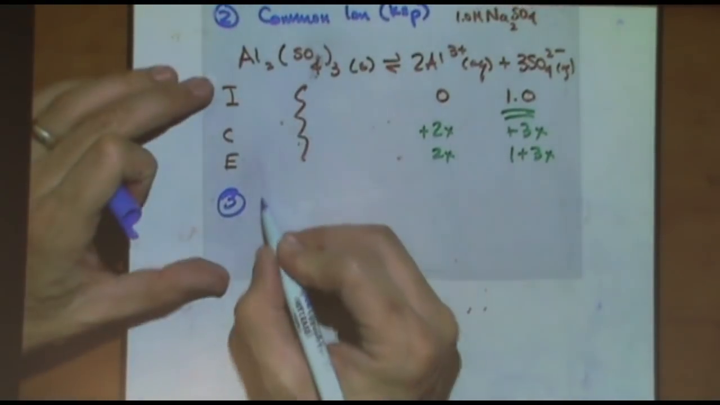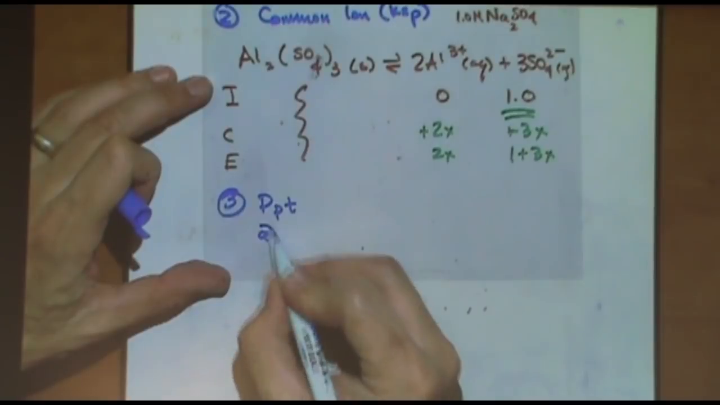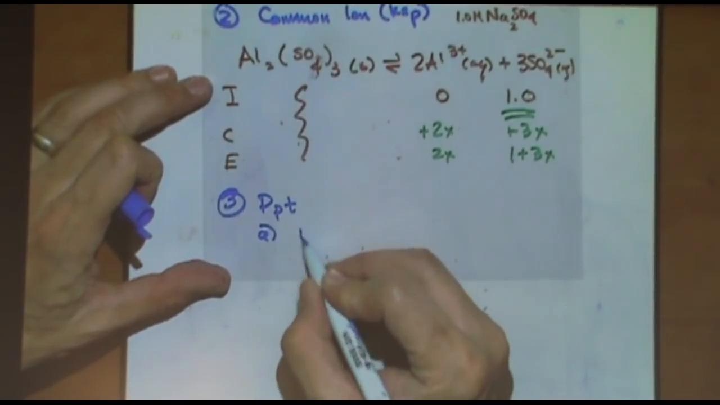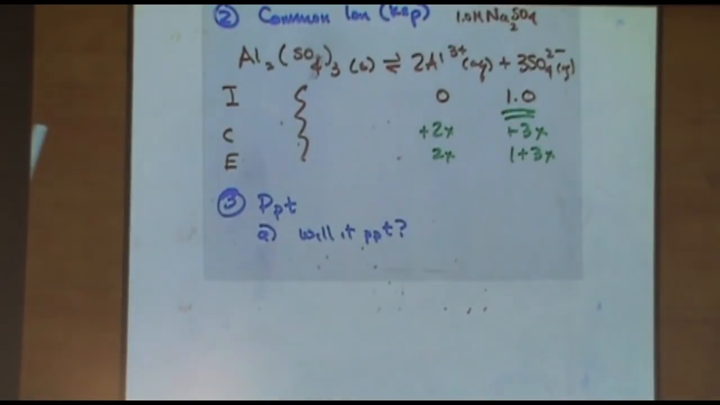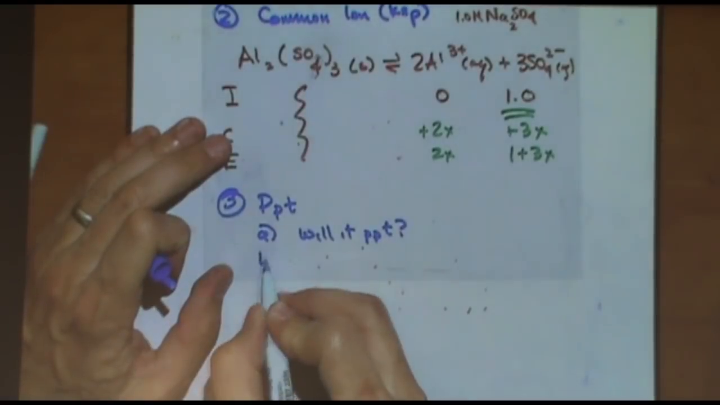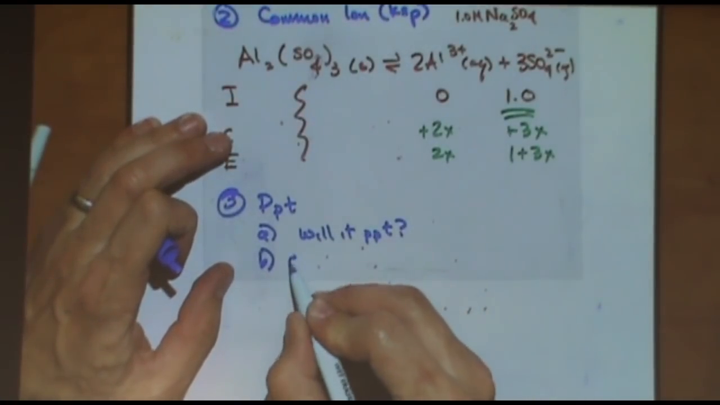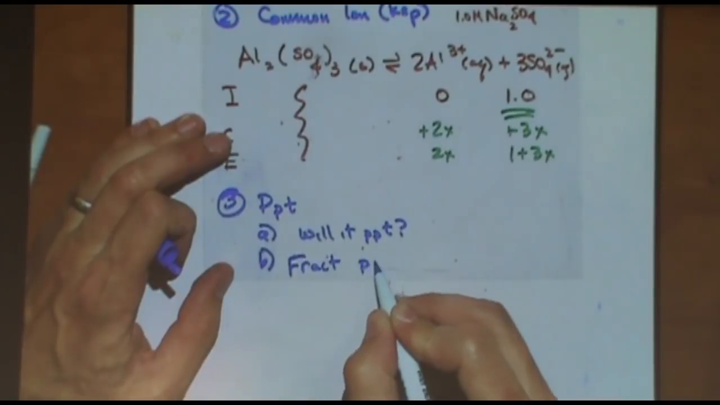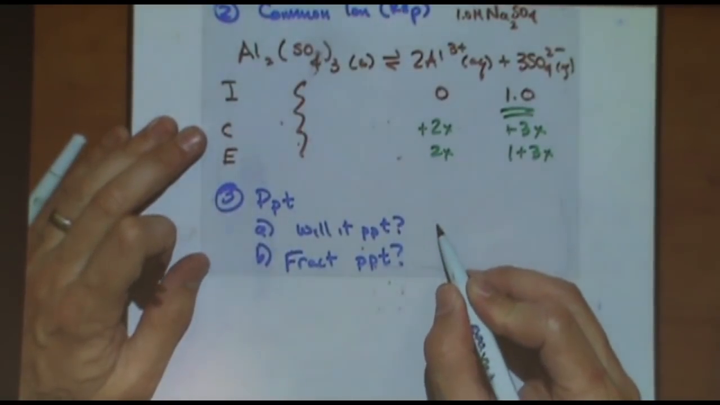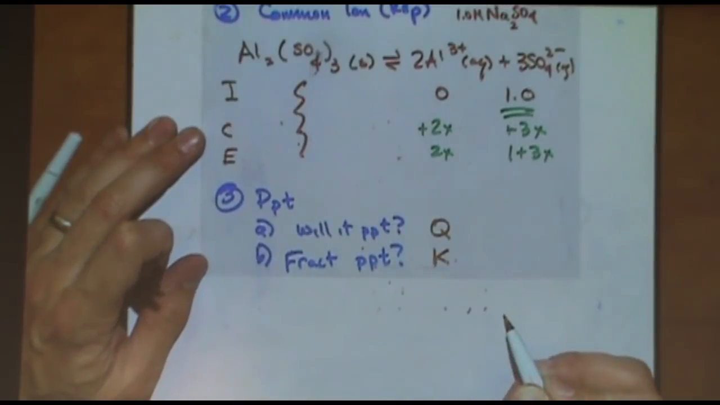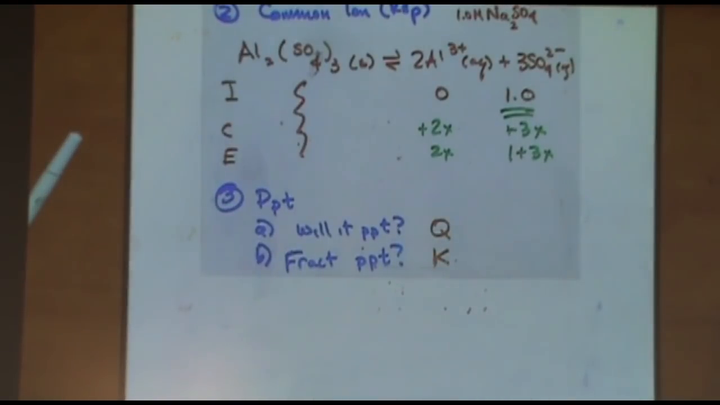3. Okay, there's the precipitation problems, of which there are 2 types. One type is, will it precipitate? So there's some sort of question about, does a precipitation occur? The second type is a fractional precipitation. This is if you have more than 1 ion, which one precipitates first? Okay, so they're different. A or B, which one uses Q? This uses Q, this one uses K. So make sure you get those straight, which one you're using.